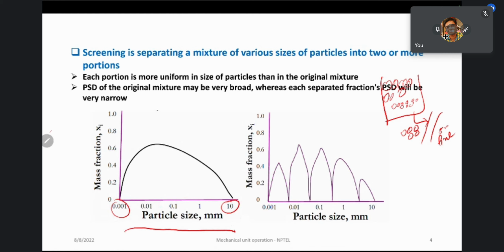Now when we go for the screening, we separate them out into different sections. Here you can see that by using this, the particle size distribution will be much more uniform, and we can easily separate particles based on our requirement. This is mass fraction versus particle size. Mass fraction means the amount of a small fraction of the material in relation to the particle size distribution. You can see that it is much more uniform and very well distributed after the screening.